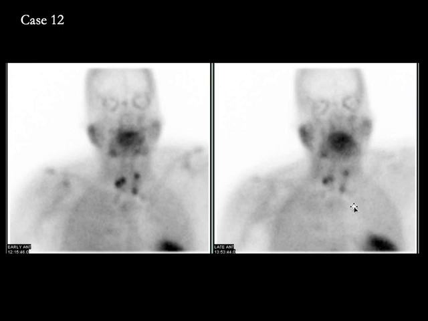All right, so those are some of the patterns that you can encounter when you're looking at normal and abnormal parathyroid studies.